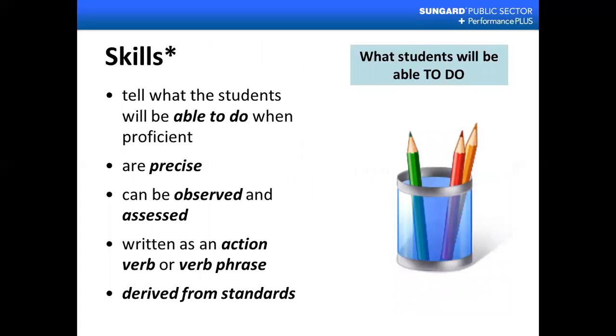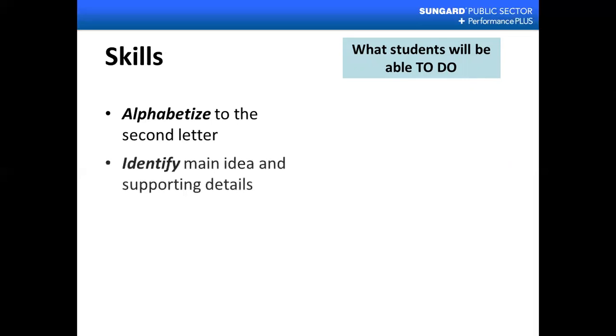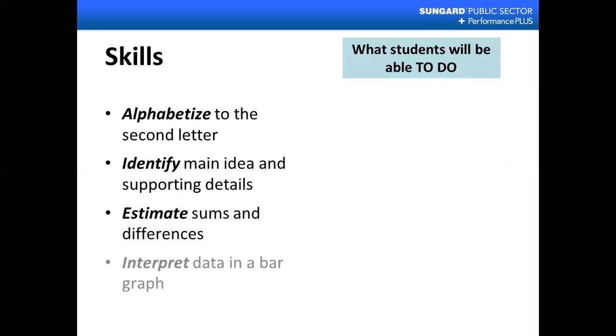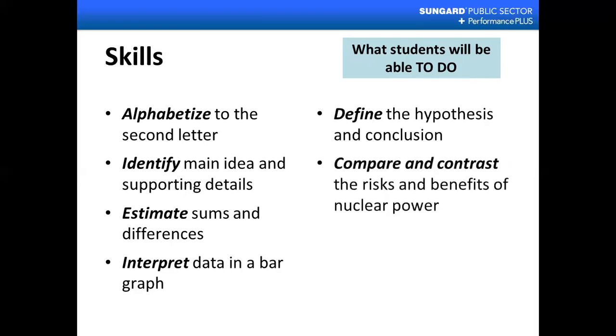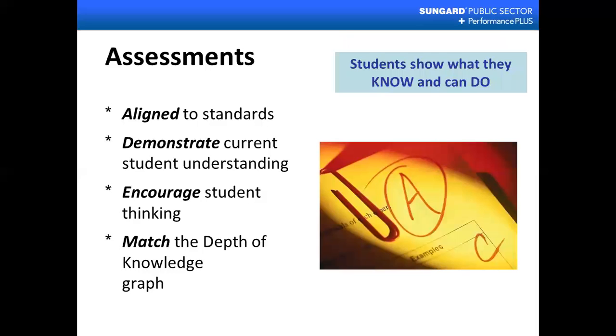Our skills can be assessed, measured, and observed. They're described in specific terms and are action verbs. Examples of skills are as follows. Alphabetize to the second letter. Identify main idea and supporting details. Estimate sums and differences. Interpret data in a bar graph. Define the hypothesis and conclusion. Compare and contrast the risks and benefits of nuclear power. Analyze the experiment. It's what the students will be able to do.